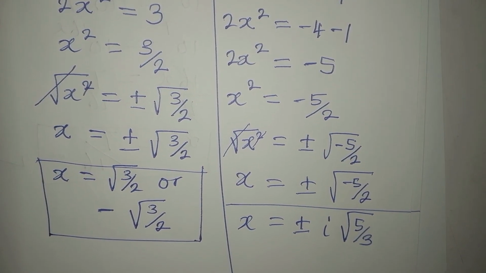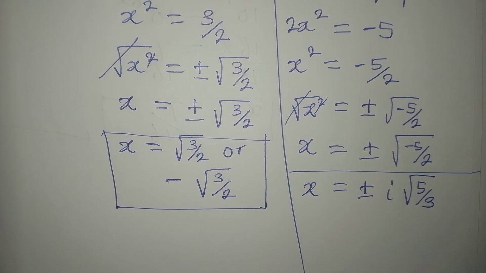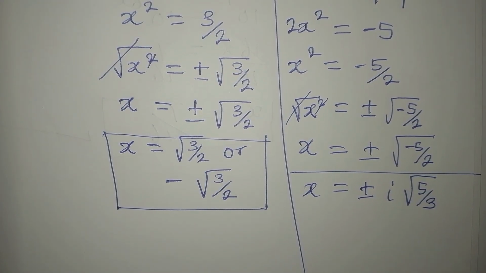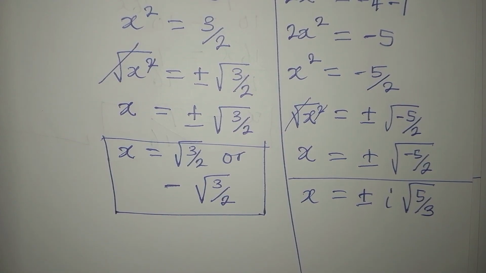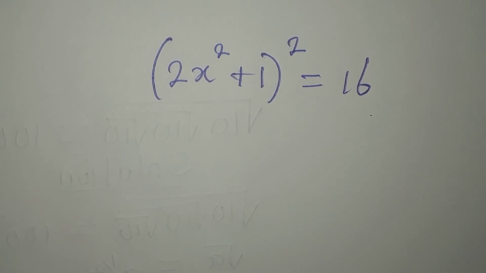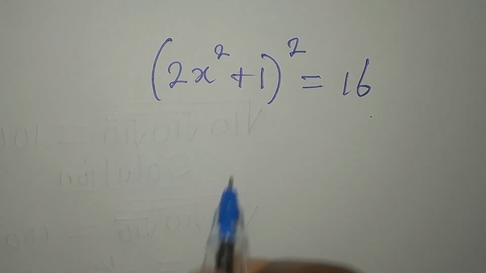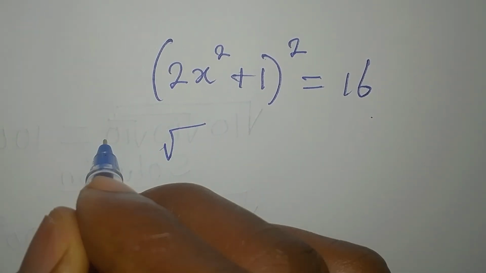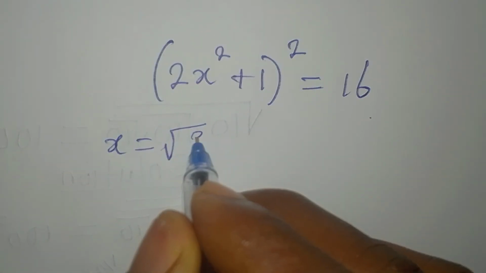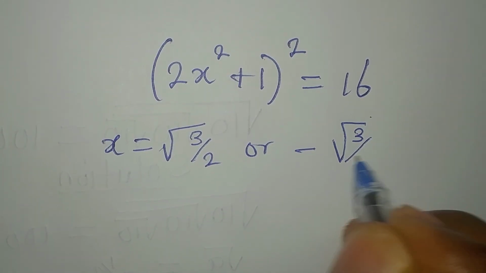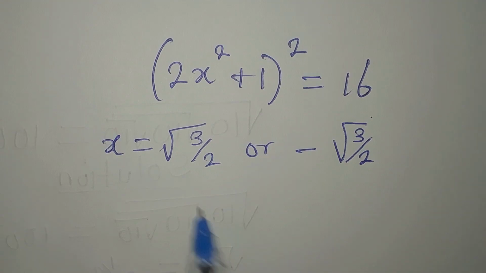So now let's go back to the solution that we had before. We got root 3/2 or negative root 3/2. So let's go back to the equation and verify. Okay, so this is the equation that we had before. And the values of x, we have x to be equal to root 3/2 or negative root 3/2. So now let's put in this one first.